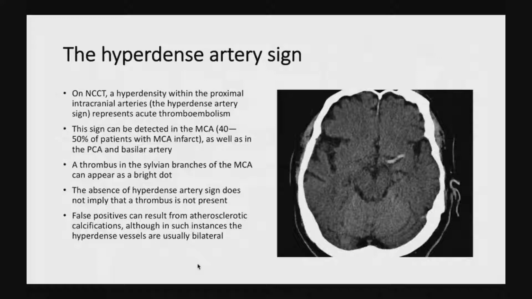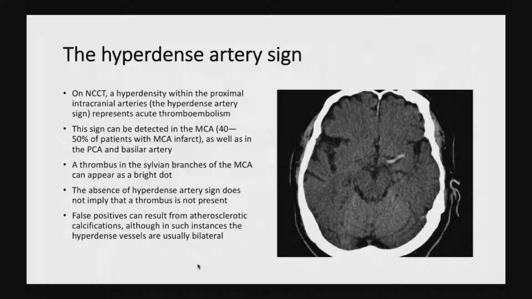Now, another reason we do imaging is to try to estimate the size of the core or the volume of the core infarct. And we can use different modalities to do that. We can use a non-contrast head CT by utilizing what we call the ASPECT score. We can do a CT perfusion, MR perfusion, or even diffusion weighted images.